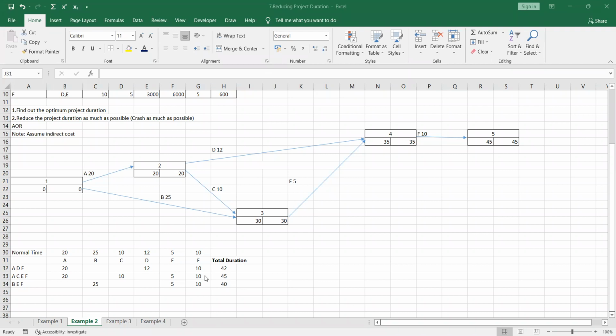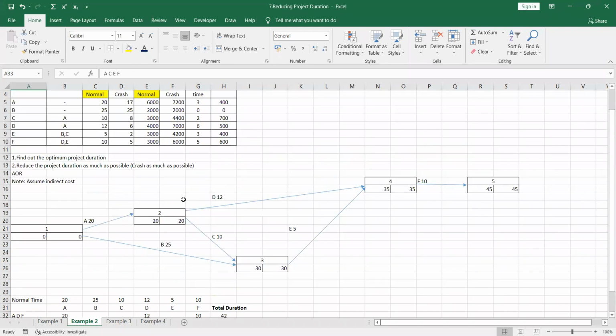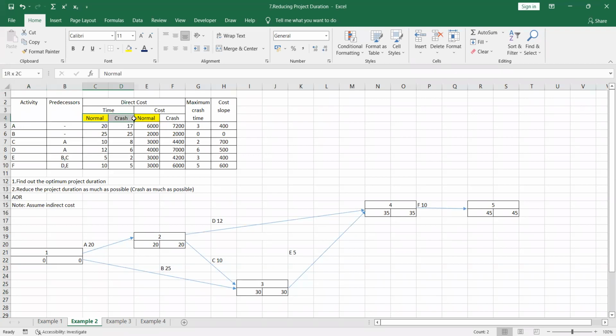So we have now calculated the total duration. After calculating the total duration, what is the next thing? You have to find out the critical path. The critical path means the longest duration path. This is the longest duration path, A, C, E, F. So now I am going to highlight those longest duration paths. A, C, E, and F critical path.